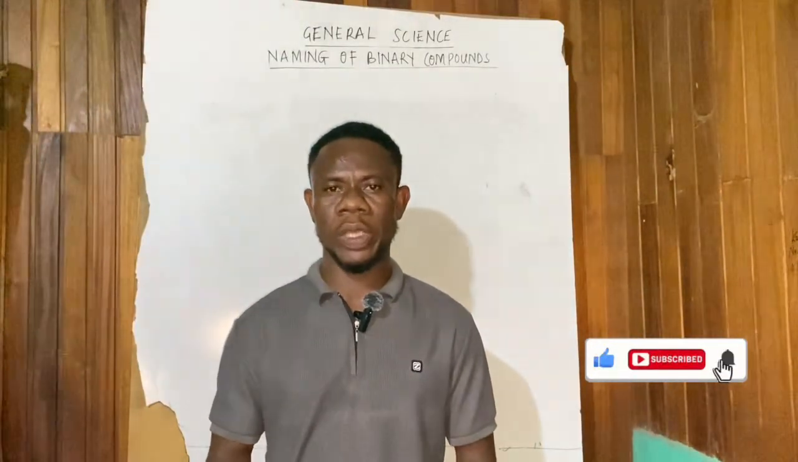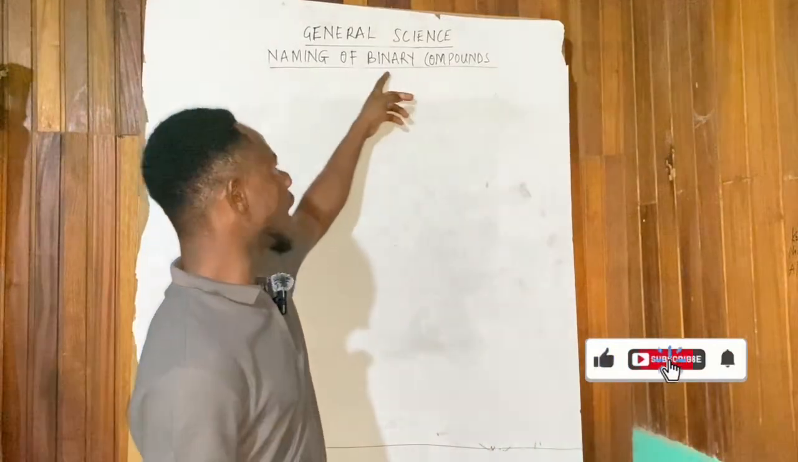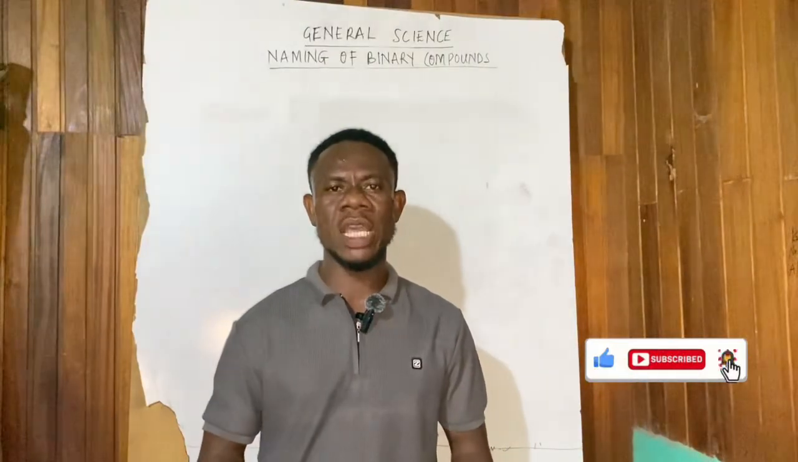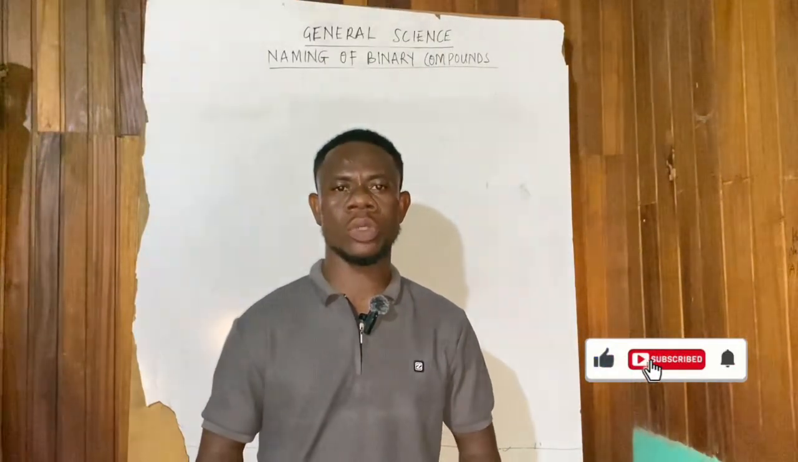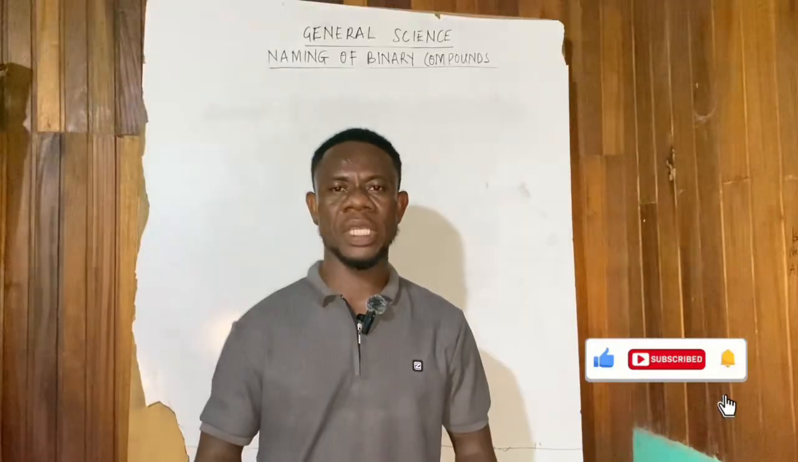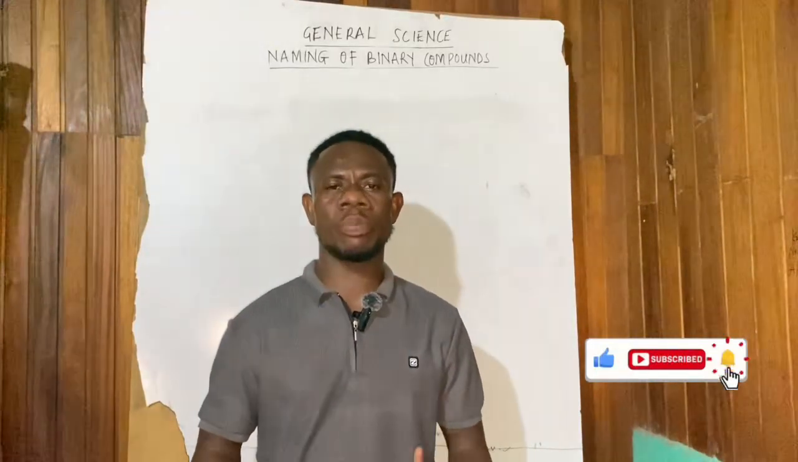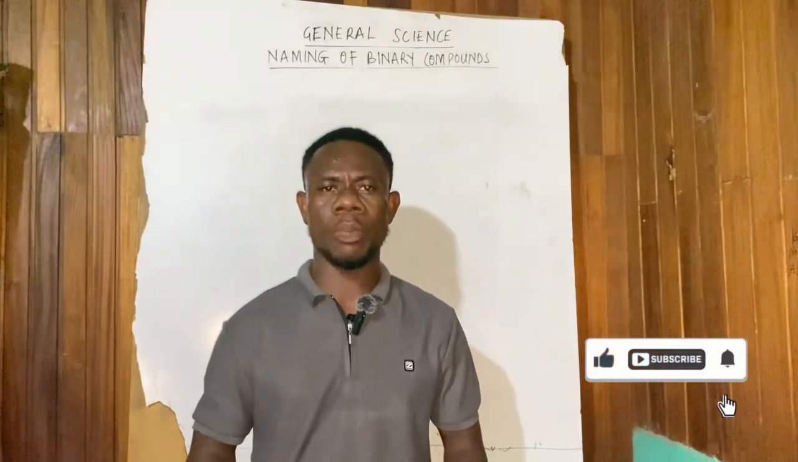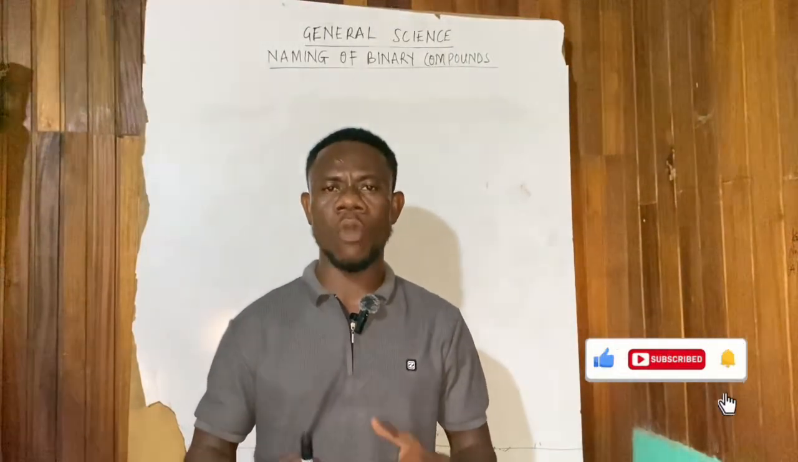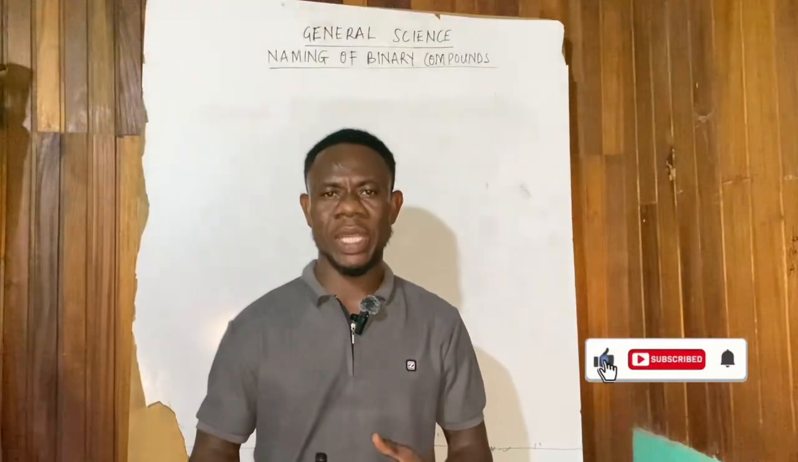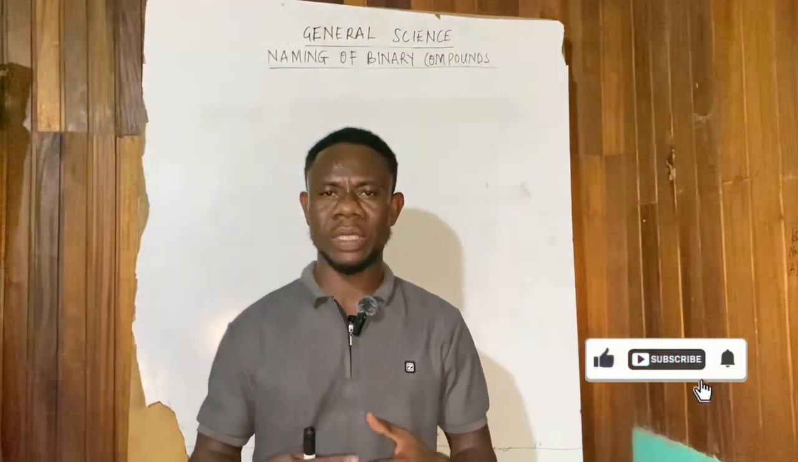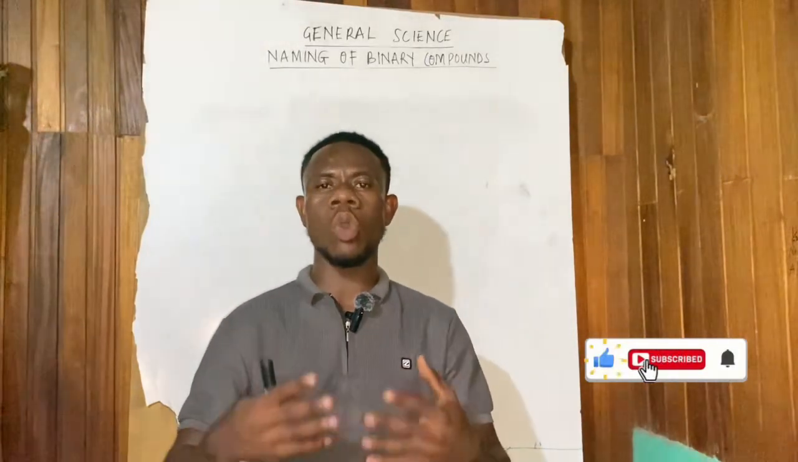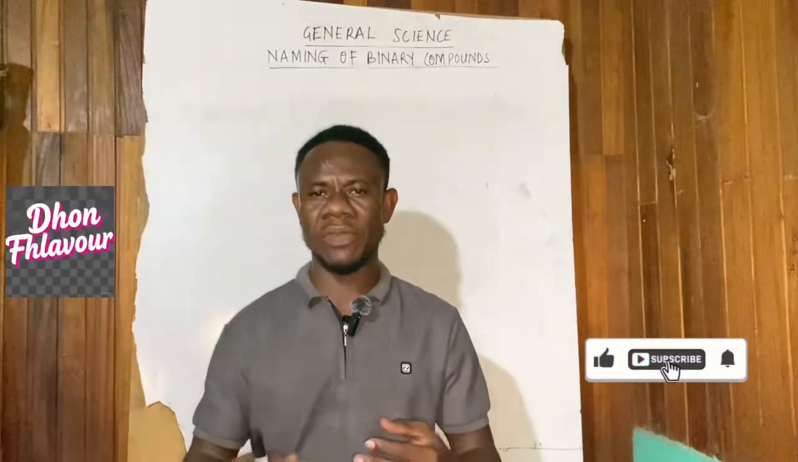Our topic for today is naming of binary compounds. How are we going to name these binary compounds when the elements are being given? Now, in our previous lesson, we said binary compounds are compounds that consist of only two different elements. So how are we going to name these binary compounds when only their element names are given?